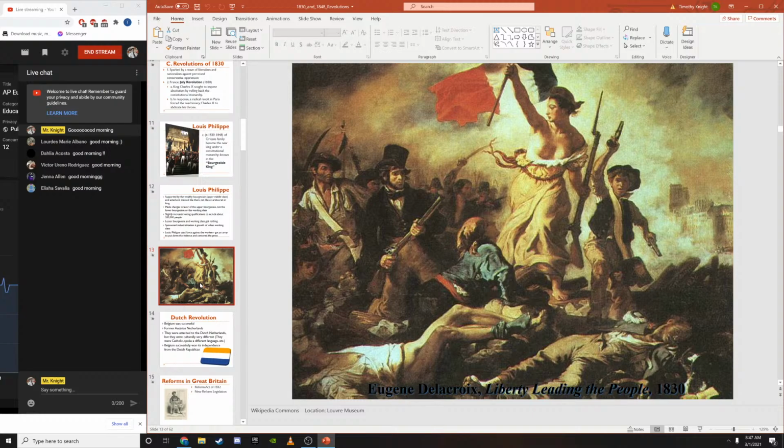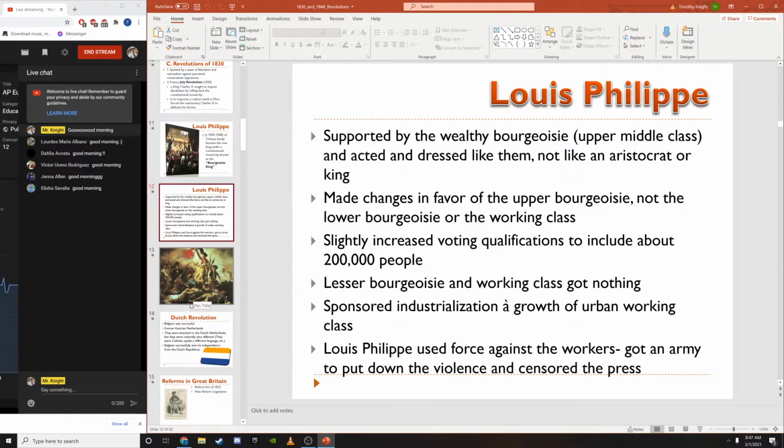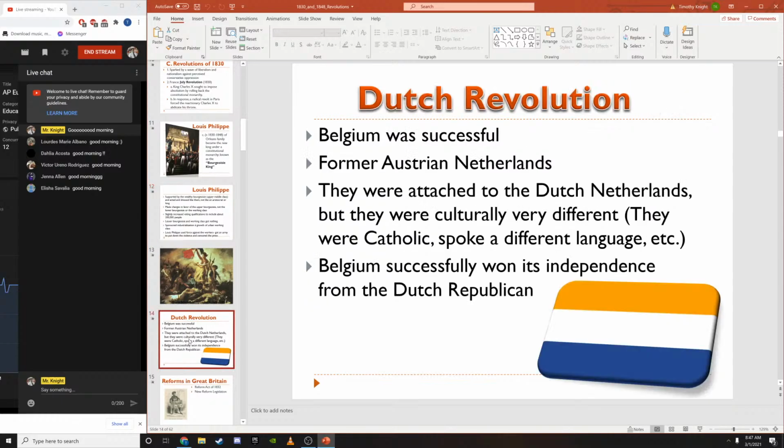Shortly after Louis Philippe came to power in France in 1830, there was a revolution in the Netherlands, the Dutch Revolution, in the former Austrian Netherlands, which are now known as Belgium. Remember that for a long time, the Habsburgs controlled the Austrian Netherlands, which was Belgium. It's not until 1830 that we see the Austrian Habsburgs lose control over the Austrian Netherlands, and they break away and become Belgium.